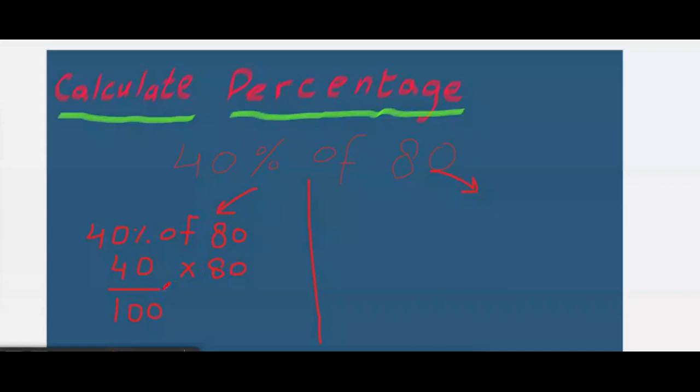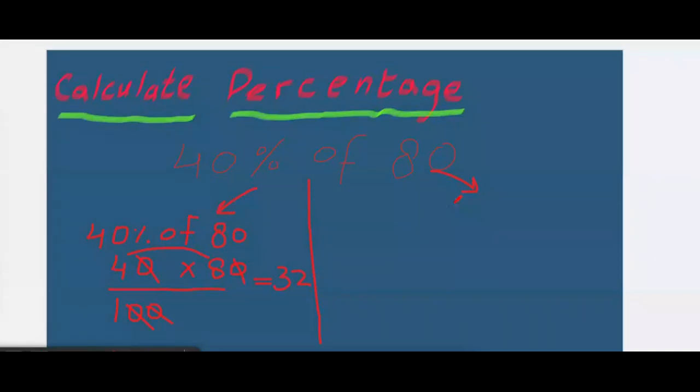Now, to simplify this, we can extend the line a little bit to make it easier. Now we can cut the zeros, the 0 in the denominator and the 0 in the numerator. So what is left here? 4 times 8, which is equal to 32. So you can see that we have solved the question using the formula method. We have calculated that 40% of 80 is 32.